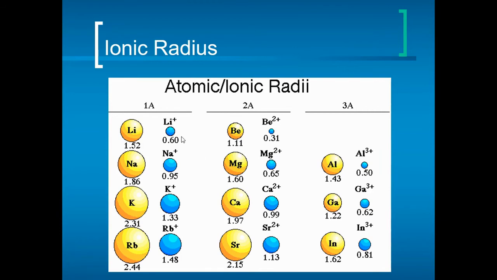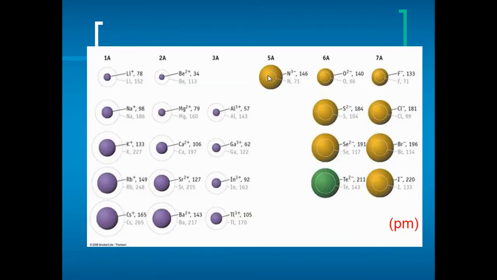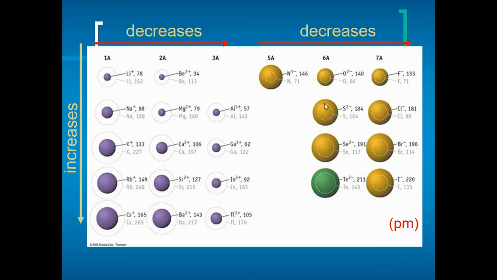Okay. Now let's compare just the blues. So we're going across the periodic table. If you notice, lithium plus is larger than beryllium 2 plus. It's the same trend you see for your atomic radius. Sodium plus is larger than magnesium ion. Potassium ion is larger than the calcium ion, and so on and so forth. Now let's look at the negative ones. N3 minus is bigger than O2 minus. Again, it's the same trend we've seen all along. Okay?